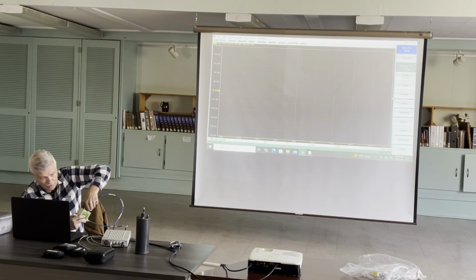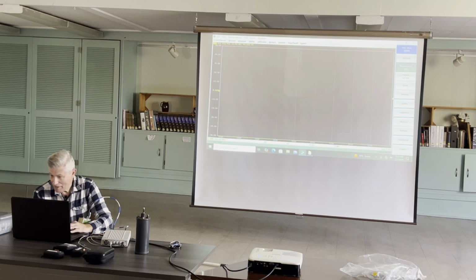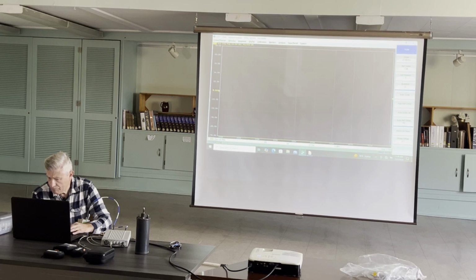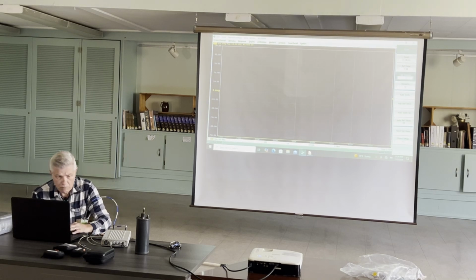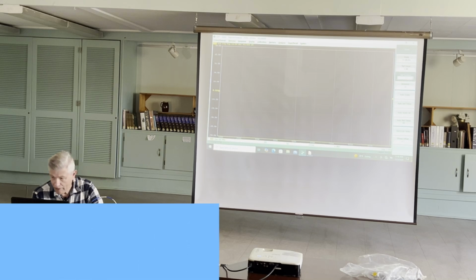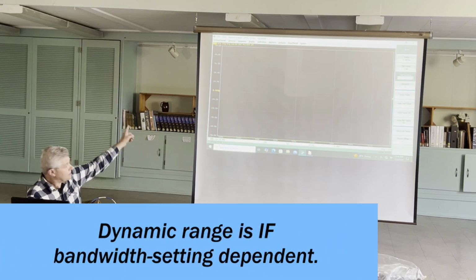I've got to set my reference lower, because you're not going to see it. Let's move the reference up. We have 100 dB dynamic range here, by the way. In other words, it's plus 50 at the top and minus 50 at the bottom. That's what this instrument is.